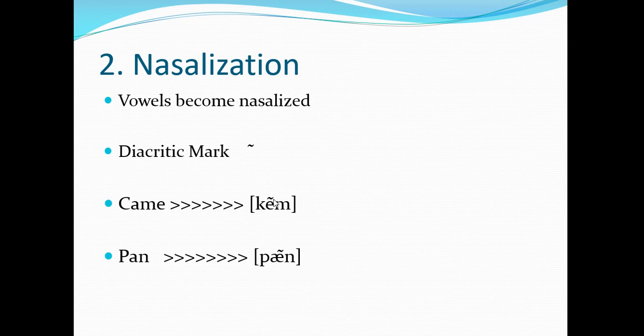In a narrow transcription, as I explained earlier, a nasalized vowel is symbolized by placing the diacritic mark over the vowel, like in these two words, okay? Came, you have to put the diacritic mark over the vowel, okay? And in the word pen, you have to put the diacritic mark over the vowel, the low front vowel. So this is the nasalization rule.